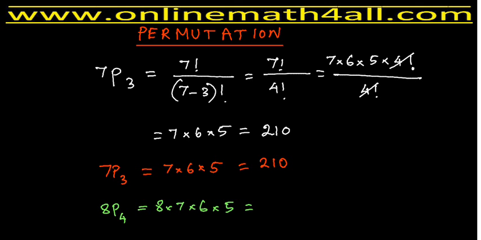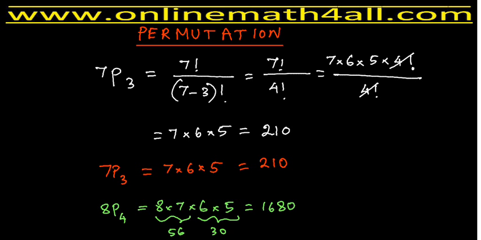So we just have to do the calculation. Just give me a moment. 5 times 6 will be 30, and 8 sevens are 56. Please give me a moment, I'll just get the calculation. So 1680 is the answer we get for 8p4. In this way we can easily get the answer for the number of permutations even without using the formula.